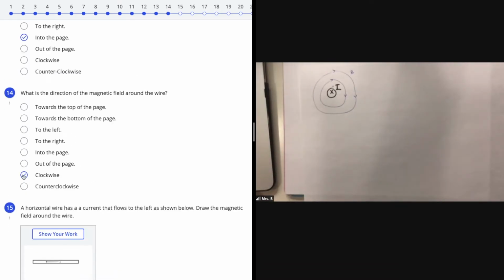Honestly, I could have crossed out every other answer except for the last two for number 14 because none of these other directions make sense. Knowing that the magnetic field forms circles, I don't actually need to consider those other choices. Since the magnetic field forms circles, it could have only been clockwise or counterclockwise.